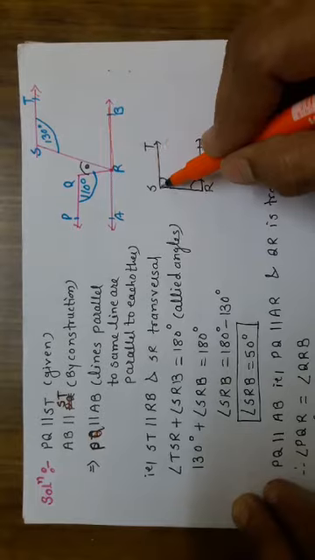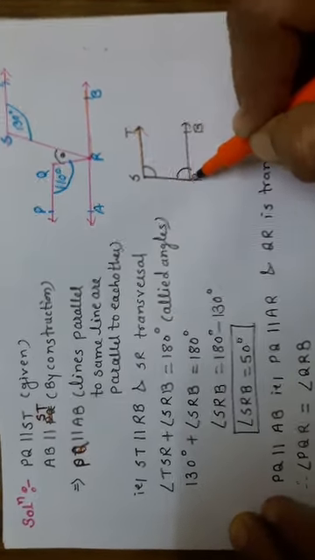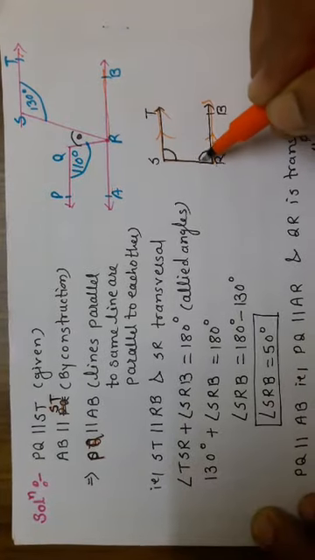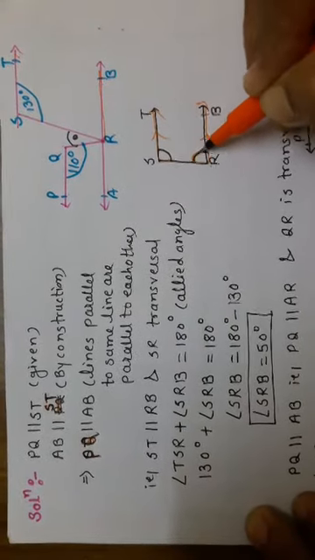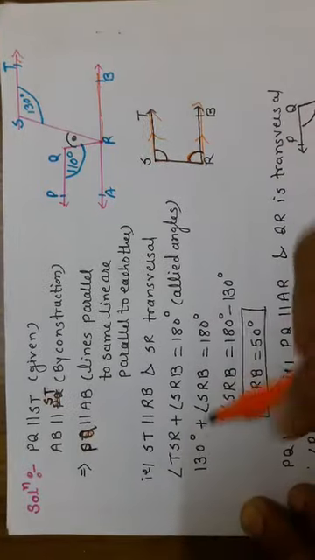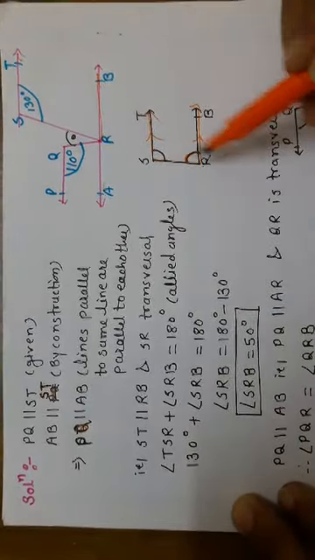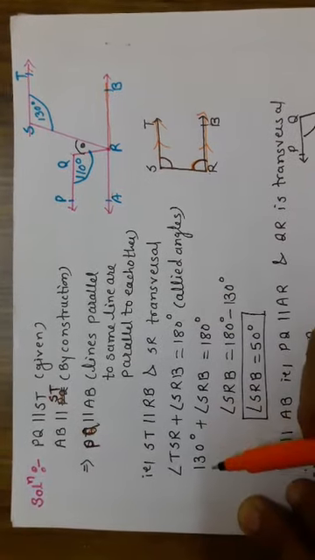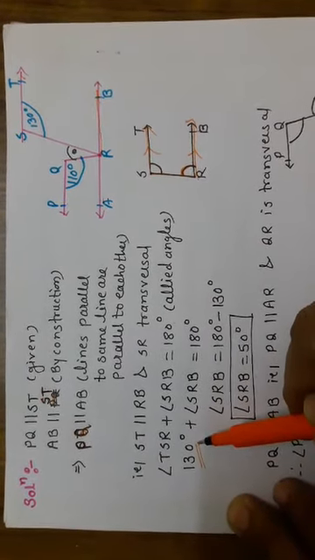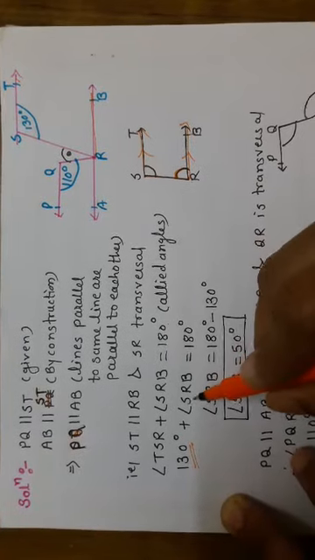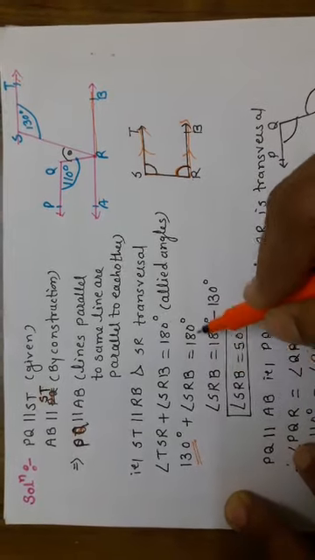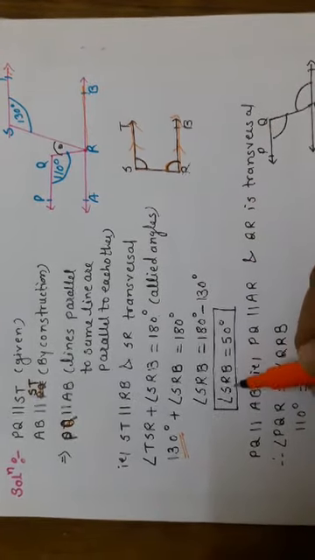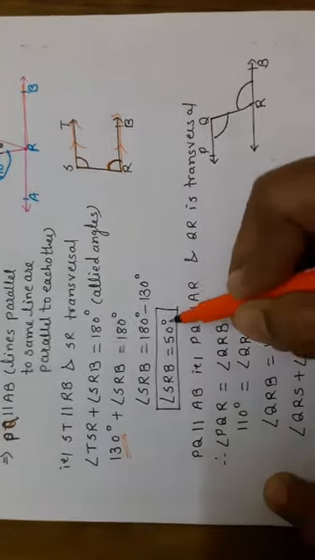Now you are finding, I have drawn here the short diagram, that ST is parallel to RB. So these are the interior angles, and we know interior angles are supplementary. That's why TSR plus SRB is equal to 180 degrees. Out of that, TSR they have given as 130 degrees. So we will get angle SRB equal to 180 degrees minus 130 degrees. Therefore, angle SRB is equal to 50 degrees.